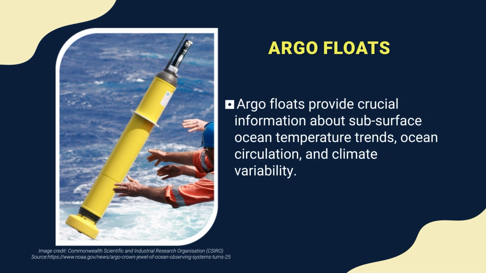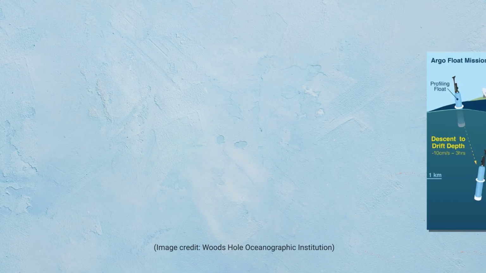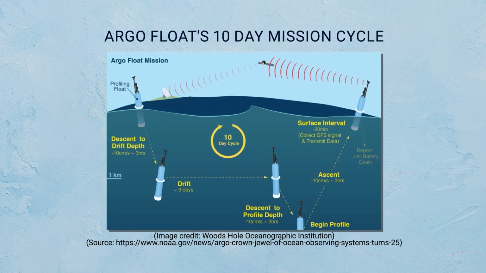Argo floats provide crucial information about subsurface ocean temperature trends, ocean circulation, and climatic variability. In this figure, you see the Argo float's 10-day mission cycle. So you see the Argo floats are drifting to about 1 kilometer depth, 2 kilometer depth, and they begin to take temperature, salinity, and pressure readings during the ascent, and then they reach the surface and provide the readings.